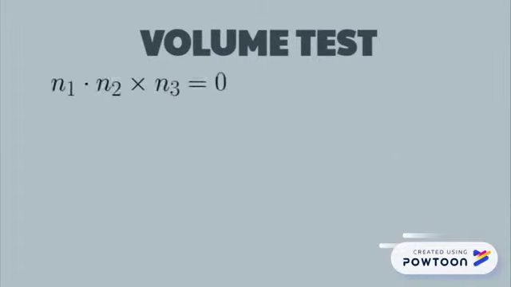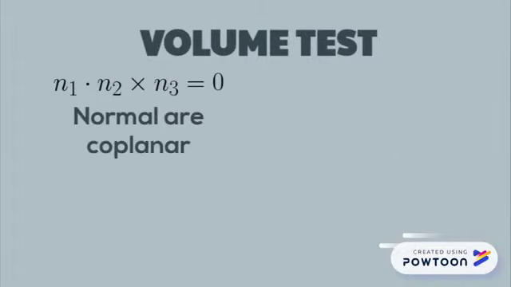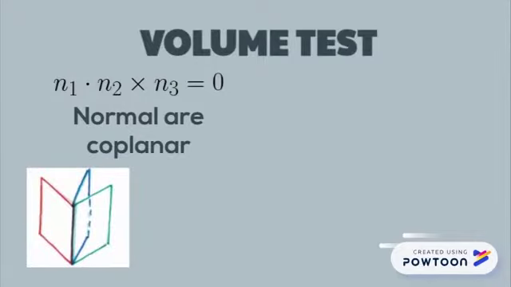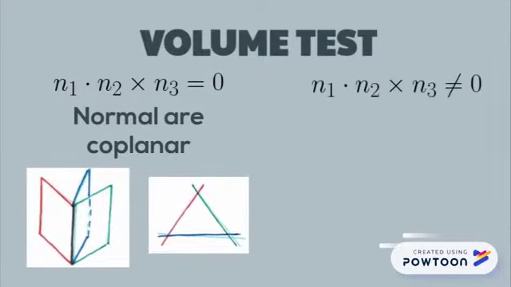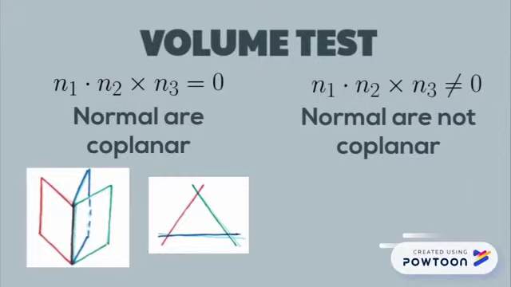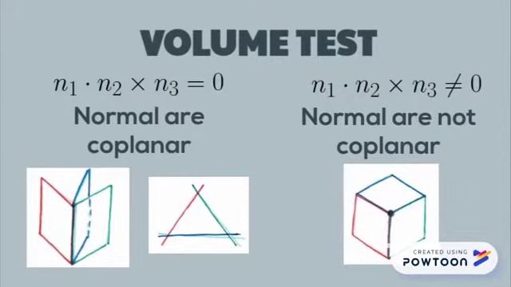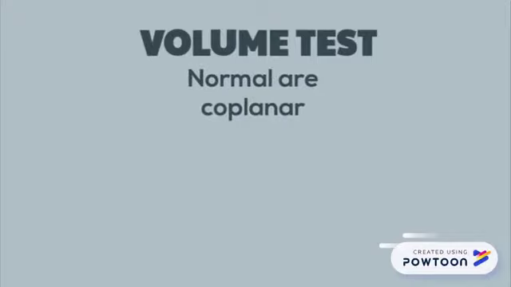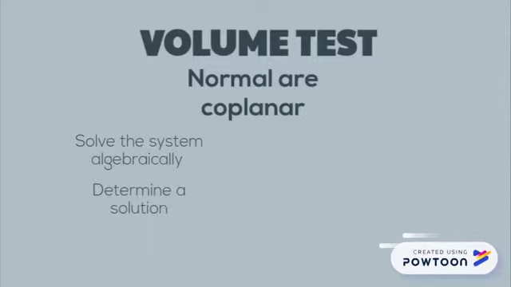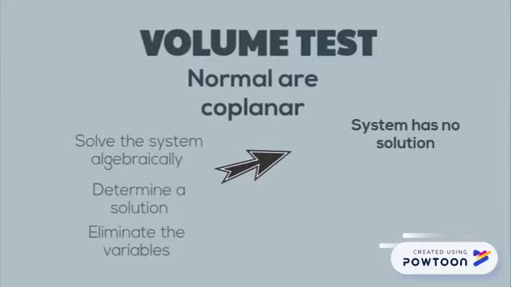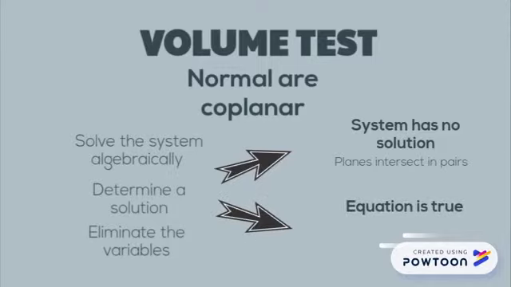If the volume test equals 0, the normals are coplanar, and the planes intersect either in a line or pairwise. If the volume test does not equal 0, the normals are not coplanar and the planes intersect at a single point. If the planes are coplanar, we will then solve the system algebraically to determine if there is a solution. This is done by working with pairs of equations to eliminate the variables. If the system has no solution, these planes intersect in pairs, whereas if the equation is true for all values of y and z, then these three planes intersect in a line.